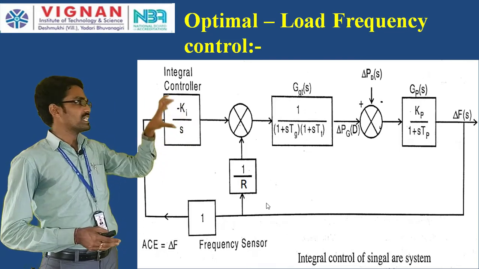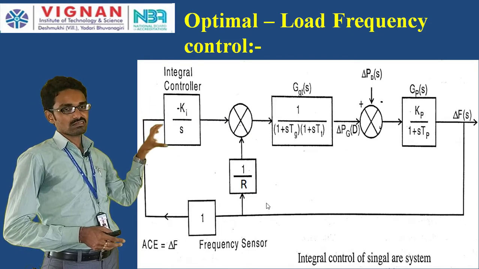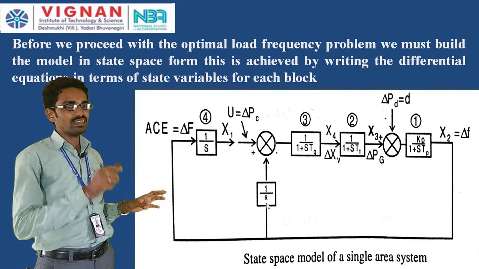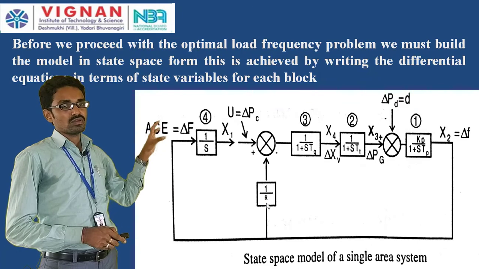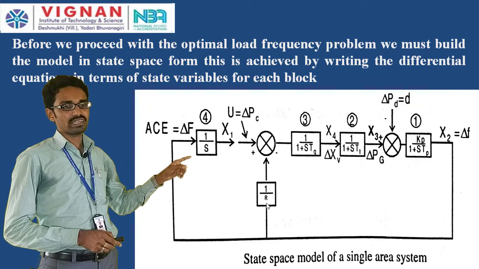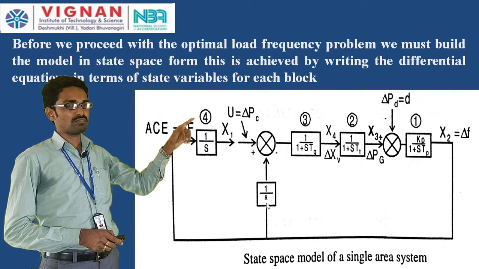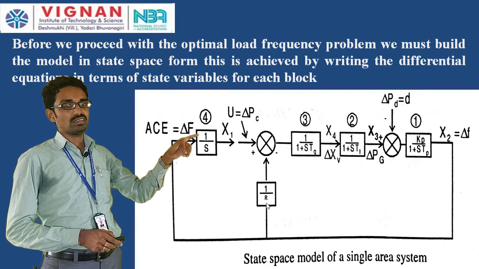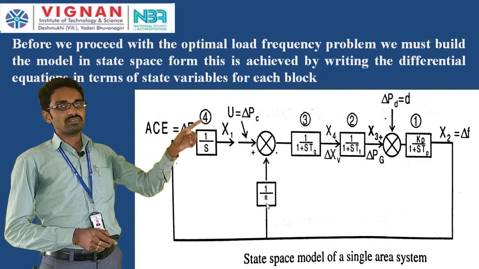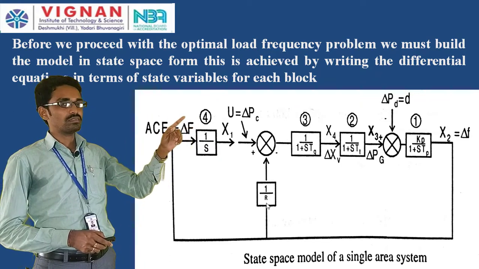So here, if I convert this integral controller block diagram into the state space analysis, how are we going to get it? Here I am considering 1 by S in place of the integral controller, and you have 1 by R as feedback, and 1 by (1 plus STG) and 1 by (1 plus STT), that is the turbine model 2, and this 3 is the governor model. And you have the power system model, that is Kp by (1 plus STP), and the x2 value.